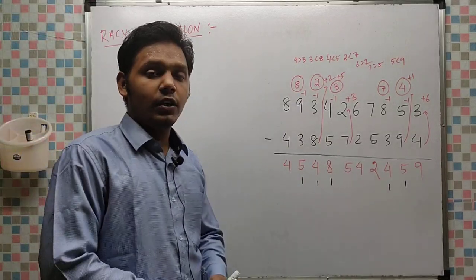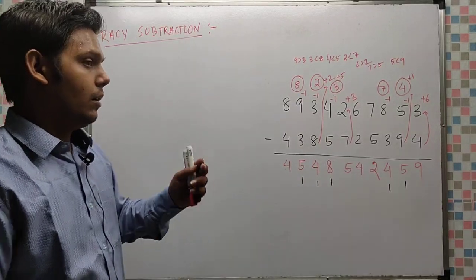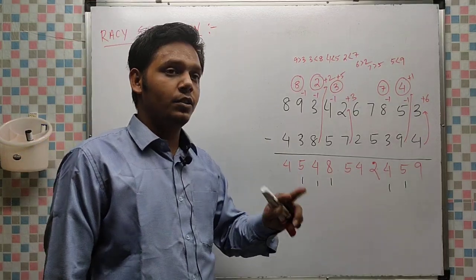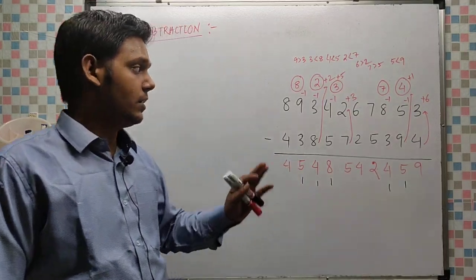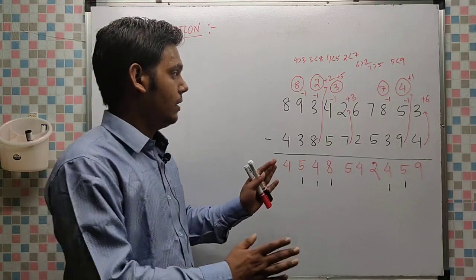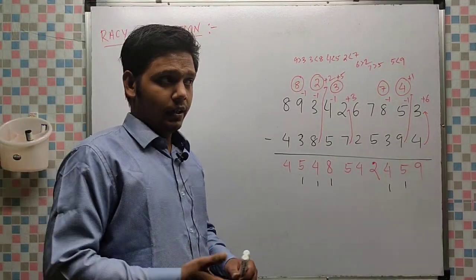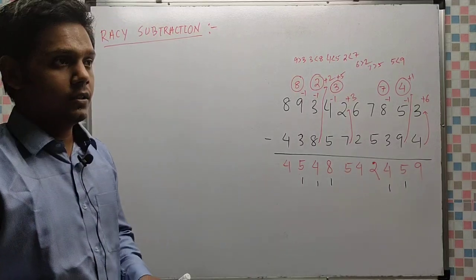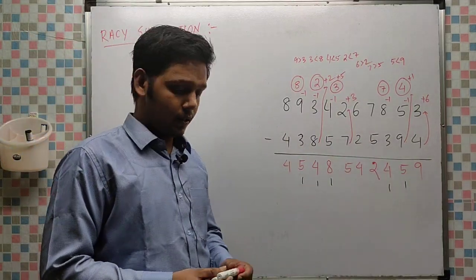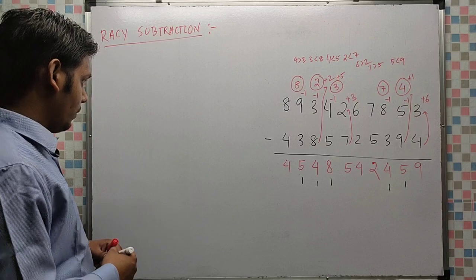So this is the method you have used in previous classes, for 2-digit, 3-digit, 4-digit and 5-digit numbers. That method only you have to apply, but here the numbers have 8 to 10 digits. 8-digit or 10-digit numbers we have in racist subtraction. One more number we will solve.